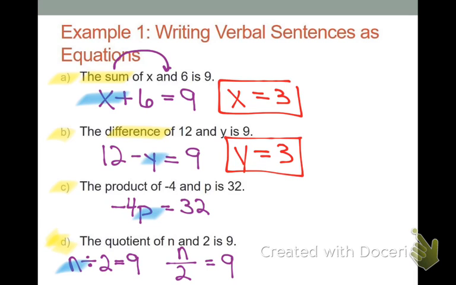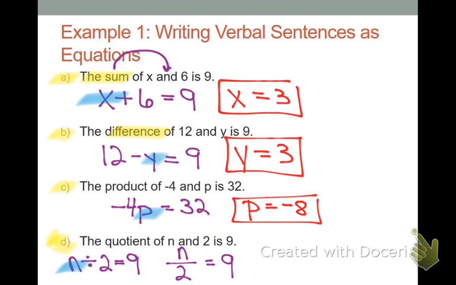Anybody figure out C? Yep. What do you think? Wame? -8. Whoa, -8. Why did he say -8 though? Two negatives. Jay? Because if I want to end up with an answer of positive 32, I have to multiply two negatives. Who got -8? Man, you guys are awesome.